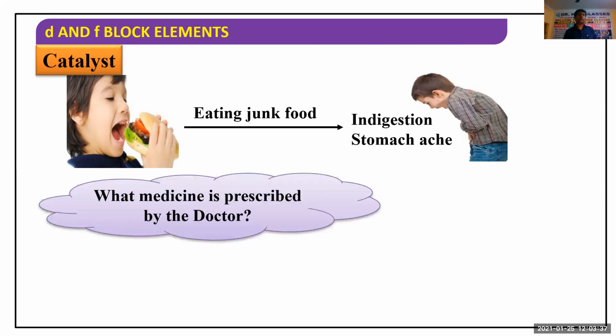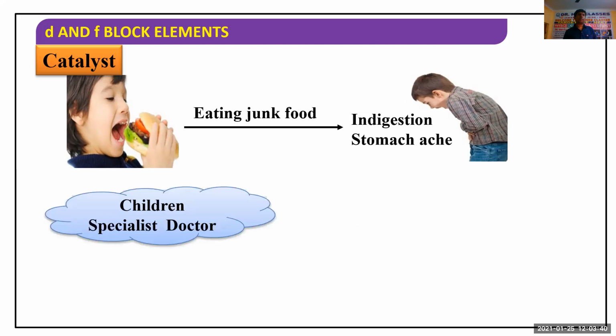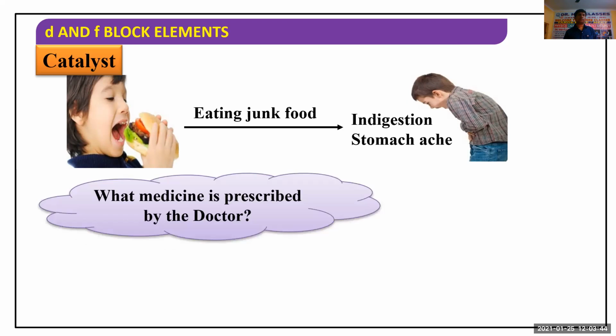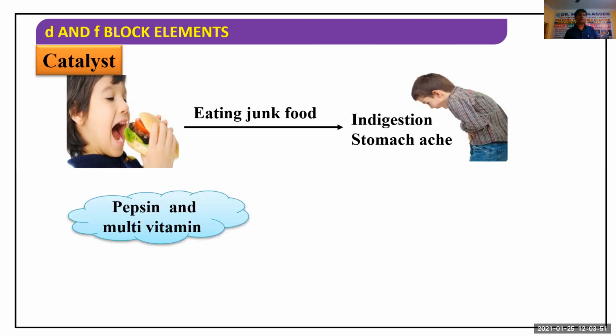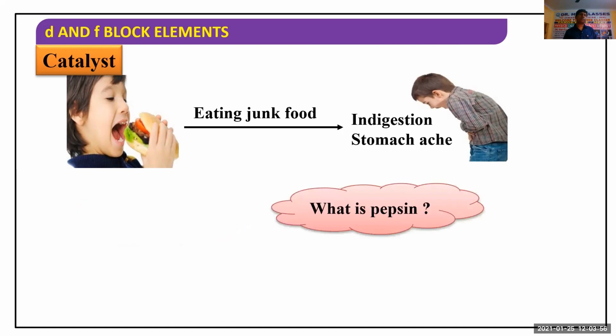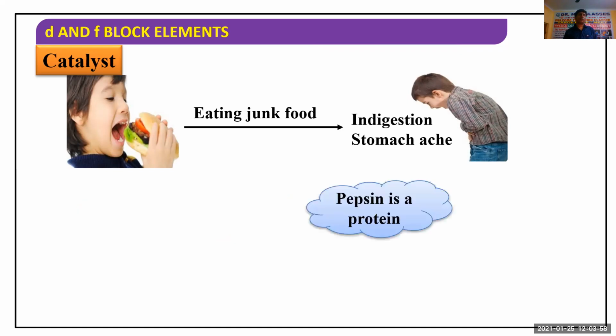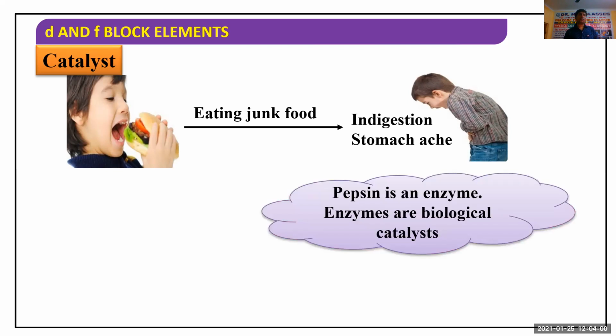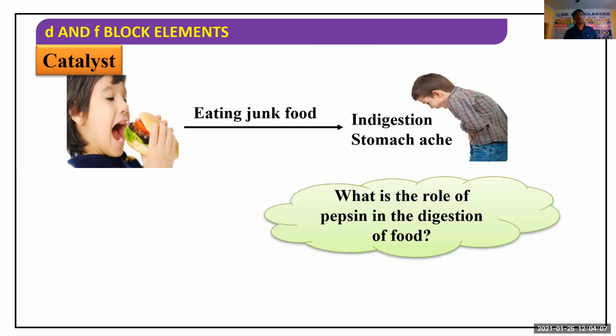Or we can take pepsin. Okay. So what medicine is prescribed by the doctor? That's like a pepsin and multivitamin also. What is pepsin? Pepsin is a protein and pepsin is an enzyme. Enzymes are biological catalysts. It can digest this type of foods.